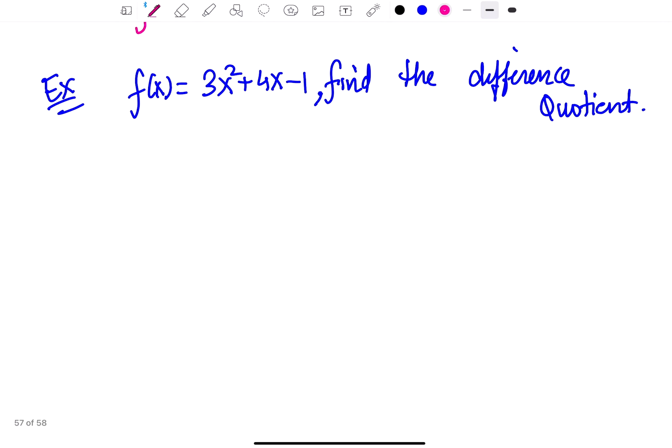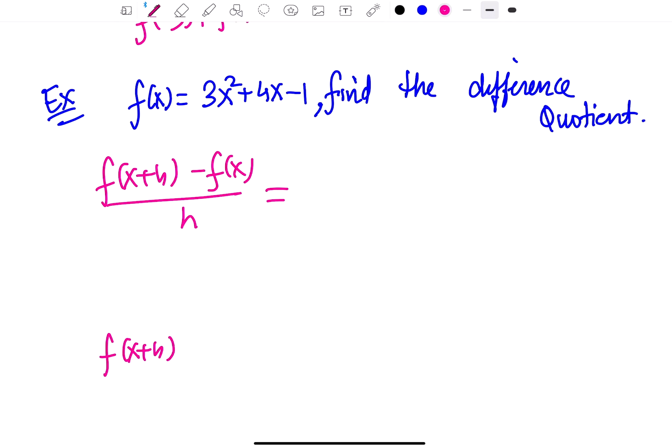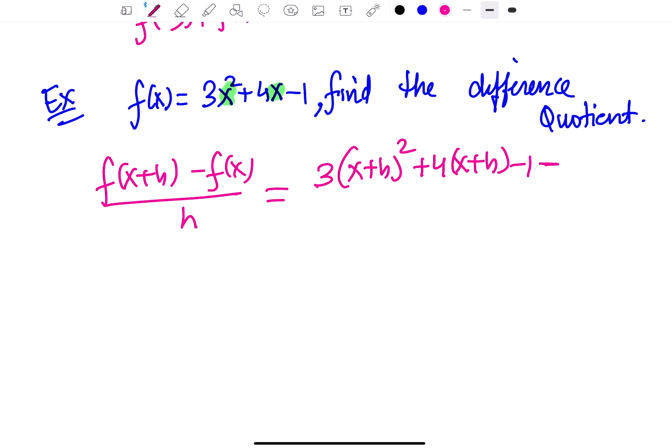Next example, f of x is 3x squared plus 4x minus 1. Find the difference quotient. So difference quotient is f of x plus h minus f of x divided by h. So I'm going to first find out f of x plus h. We're going to replace every single x by x plus h in here. So that would be 3 times x plus h squared plus 4 times x plus h minus 1 minus f of x, which is 3x squared plus 4x minus 1, divided by h.